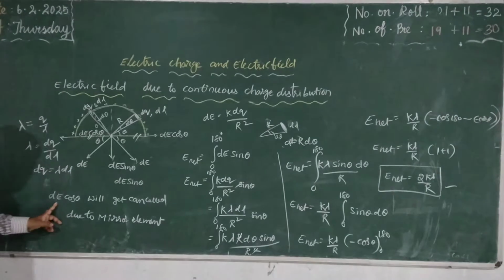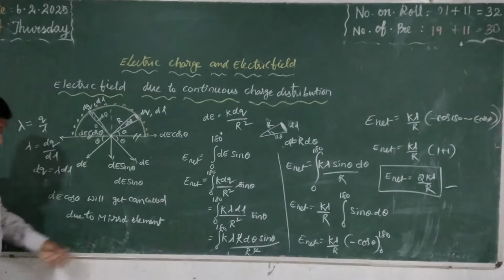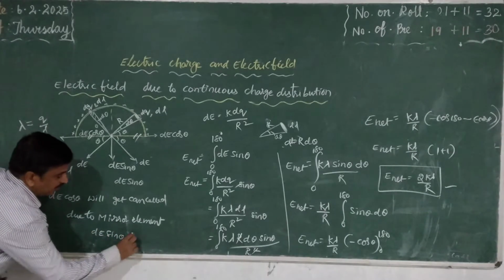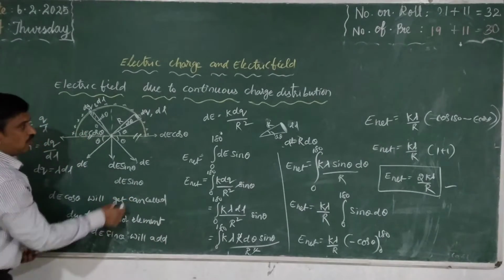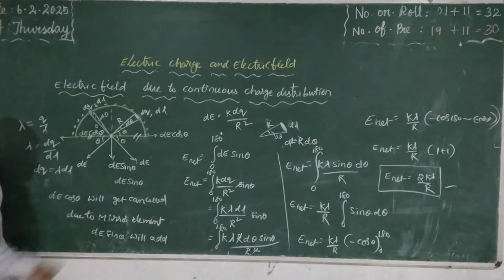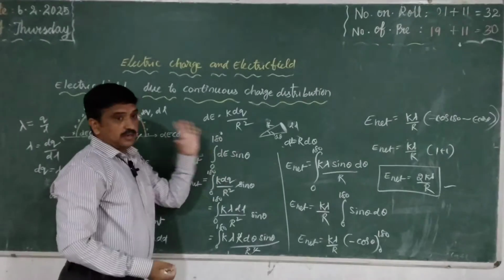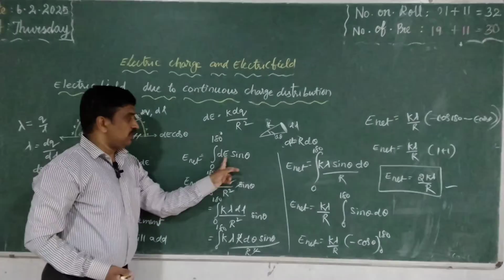So we can write here: dE cos theta will get cancelled due to the mirror element, and dE sin theta will add. Why not? Here we get dE sin theta, dE sin theta, all parts. This part, this part, this part, this part, all the dE sin theta we can add. Then E net equals the integral of dE sin theta. What interval? 0 to 180. So 0 to 180 of dE sin theta.